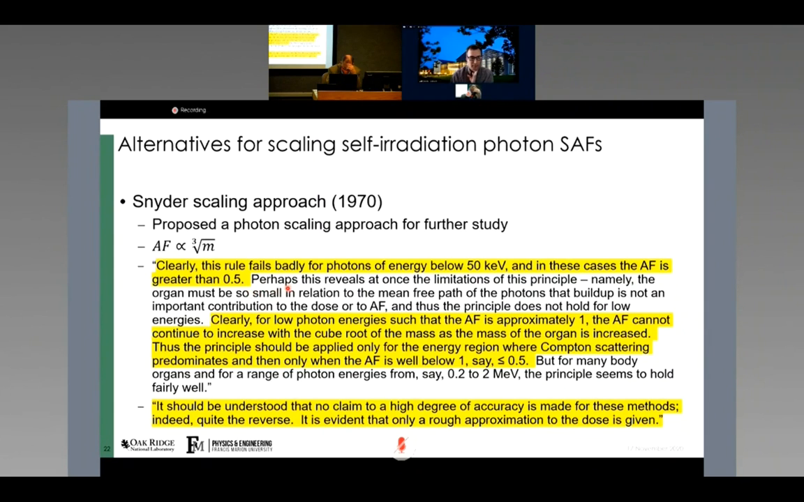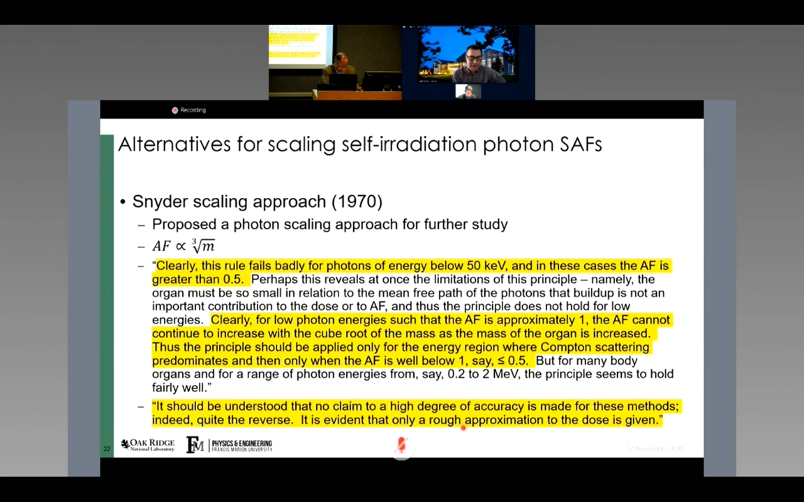He writes, when he proposed it, that clearly this rule fails badly for photons of energy below 50 keV. In these cases, the AF is greater than 0.5. I'm not going to read all of this to you. Clearly for low photon energies such that the absorbed fraction is approximately 1, the absorbed fraction cannot continue to increase with the cube root of the mass. Thus, this principle should be applied only for the energy region where Compton scattering predominates, and then only when the absorbed fraction is well below 1, say less than half. It should be understood that no claim to a high degree of accuracy is made for these methods. Indeed, quite the reverse. It is evident that only a rough approximation to the dose is given.